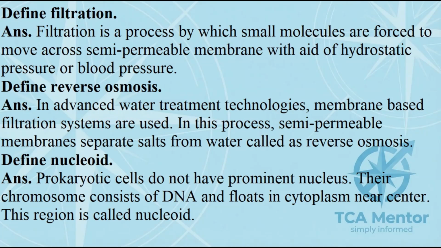Define nucleoid. Answer: Prokaryotic cells do not have a prominent nucleus. Their chromosome consists of DNA and floats in the cytoplasm near the center. This region is called the nucleoid.